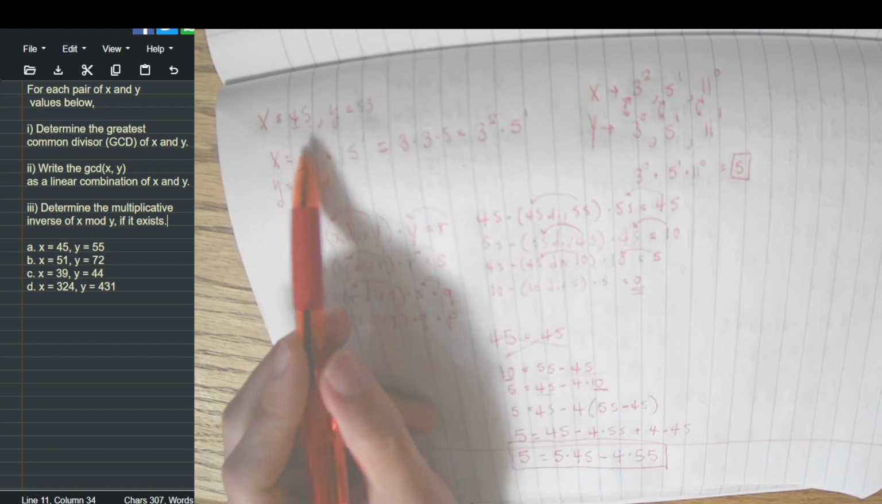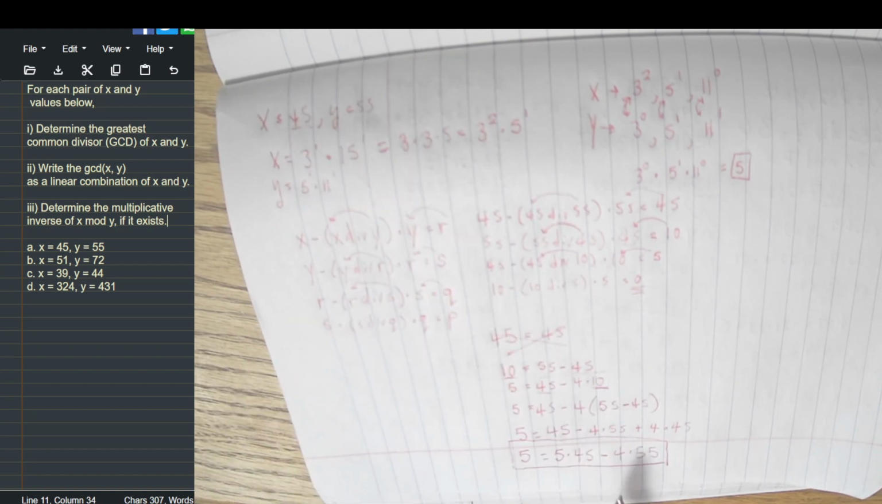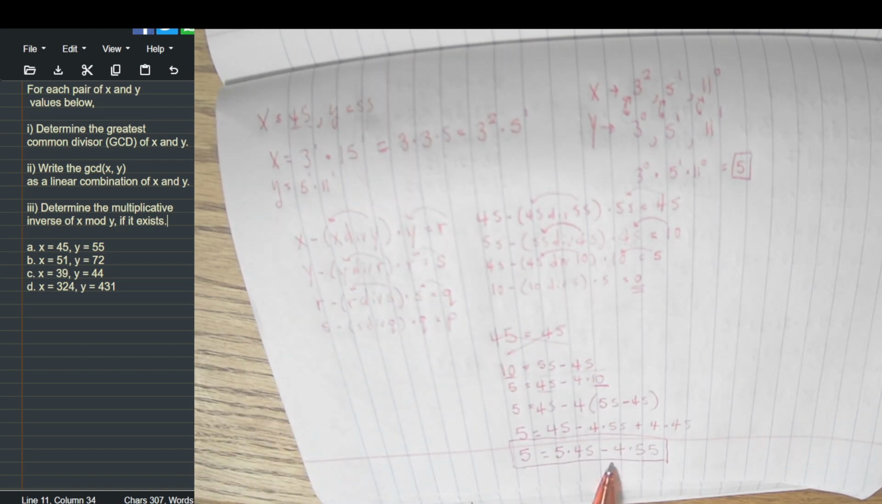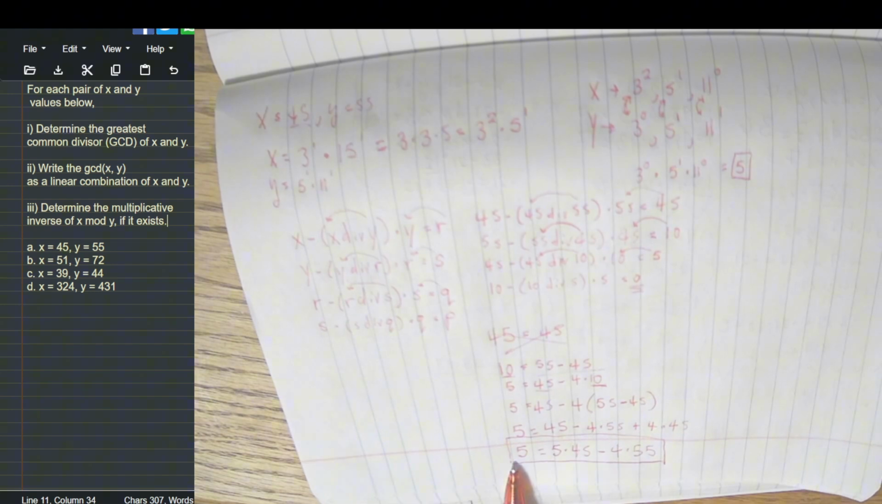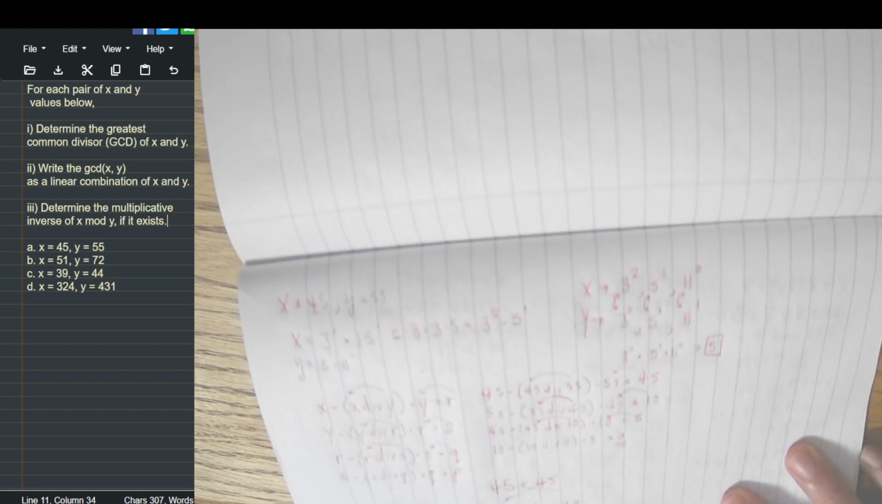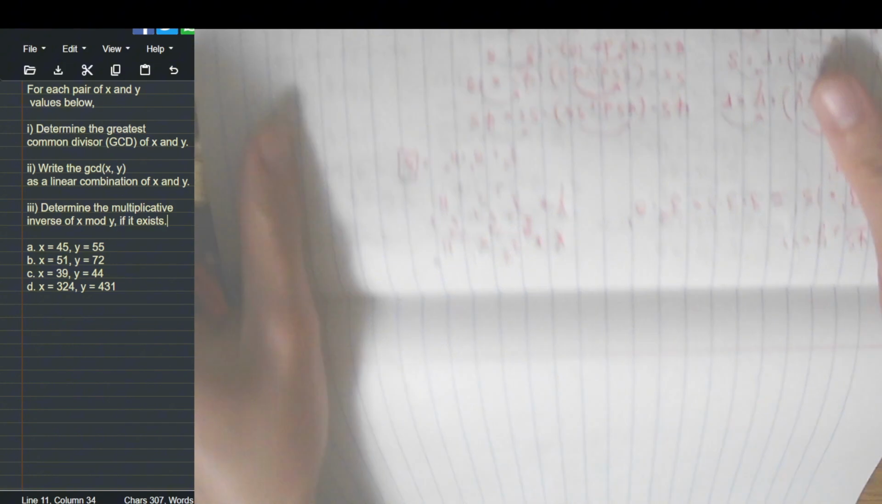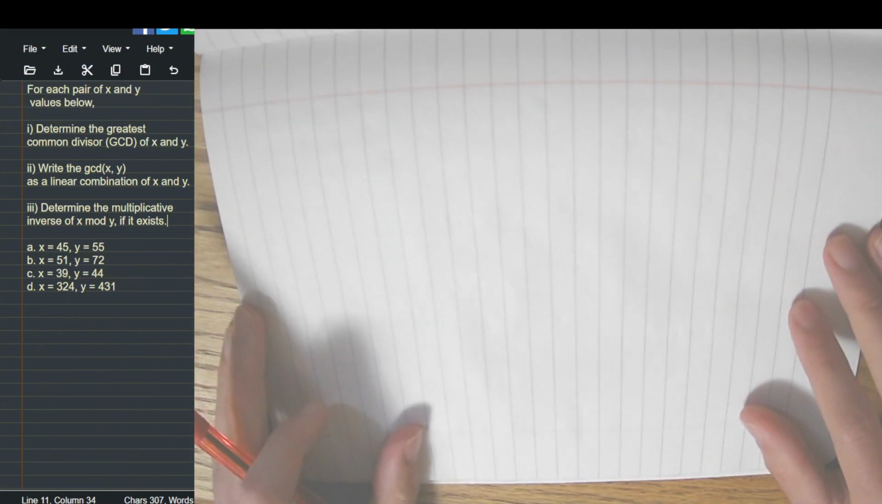You see, I've written in terms of my x and y with their multiples, what is the greatest common divisor of them? And if you check this, you can do 5 times 45, that's equal to 225. 4 times 55 is 220. 225 minus 220, you're left with 5. So that is that one. You can see this is a bit of a lengthy process, but that's okay.